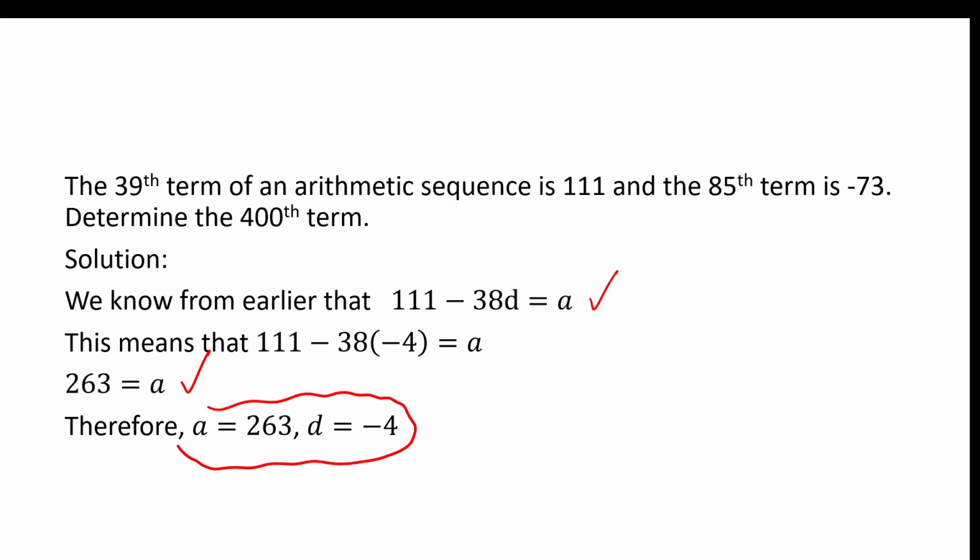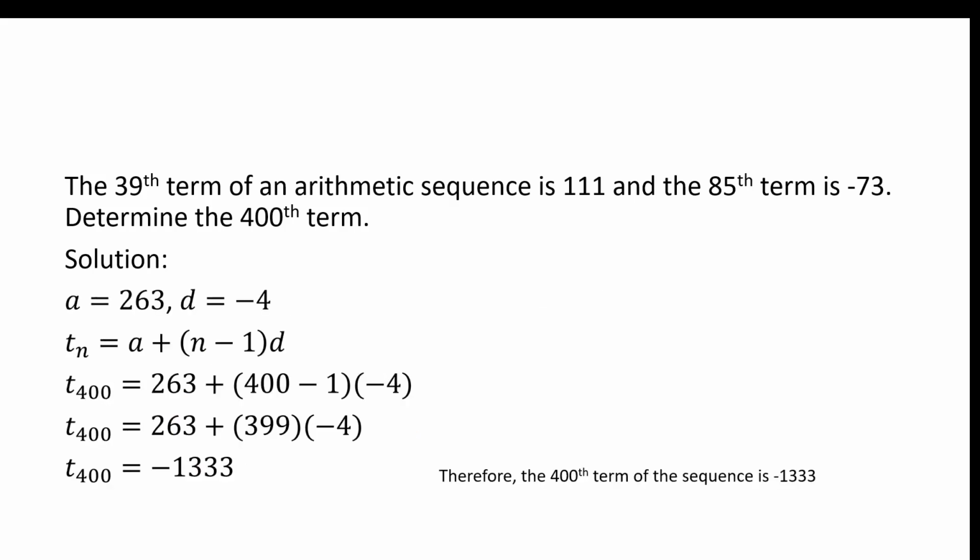What we've done now is we've solved for a and d, and once you know what a and d are, you can basically figure out anything you want about an arithmetic sequence. So we know the values of a and d, we know the formula for the general term of an arithmetic sequence, so we can say T400 will be a, which is 263, plus n minus 1, which is 400 minus 1, times d, which is negative 4, and we simply evaluate. We get negative 1,333. So the 400th term of that sequence will be negative 1,333.